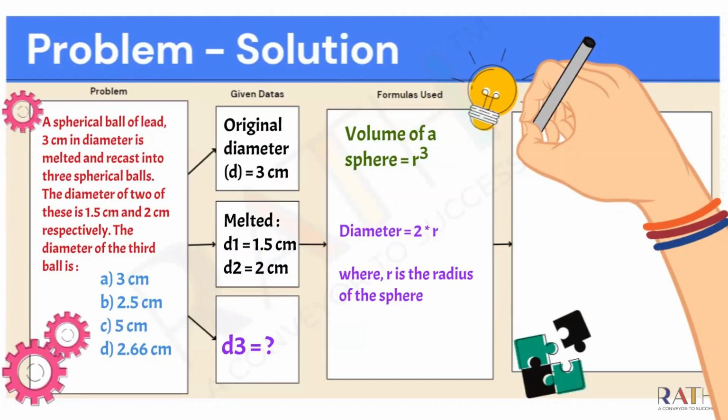Now, just try to imagine this scenario. As I already told you, one big ball is melted into 3 smaller balls. Which means the volume of the bigger ball will be equal to the volume of those 3 small balls combined together.